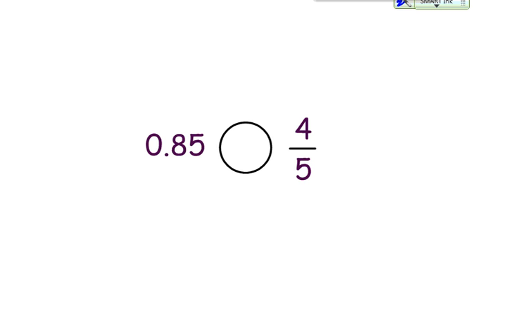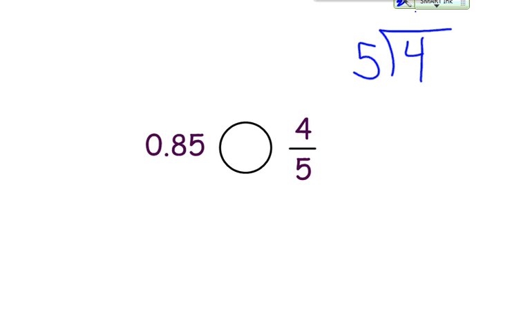Let's try another one. This time, our comparison is between a decimal number and a fraction. So in this sense, it's a little harder to understand exactly the relationship we see here. So we need to convert them into decimals. Of course, this time we only have one side of work to do. So we need to take 4 divided by 5.